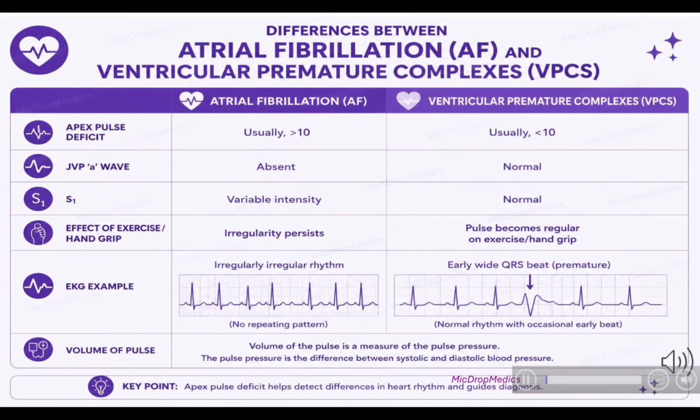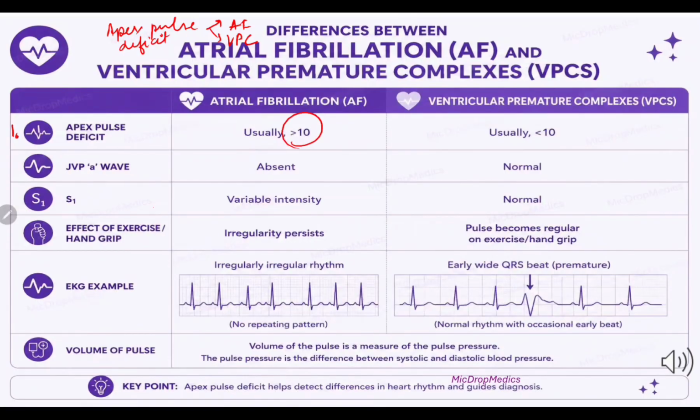Now let's put the apex pulse deficit to work right away. If you feel an irregular pulse at the bedside, your two top differentials are usually atrial fibrillation and ventricular premature complexes. How do we differentiate them using just our hands, eyes, and ears? First, look at the apex pulse deficit. In atrial fibrillation, because the atria are just quivering chaotically, the deficit is usually quite wide, greater than 10 beats per minute. In ventricular premature contractions, it is usually narrow, less than 10 beats per minute.